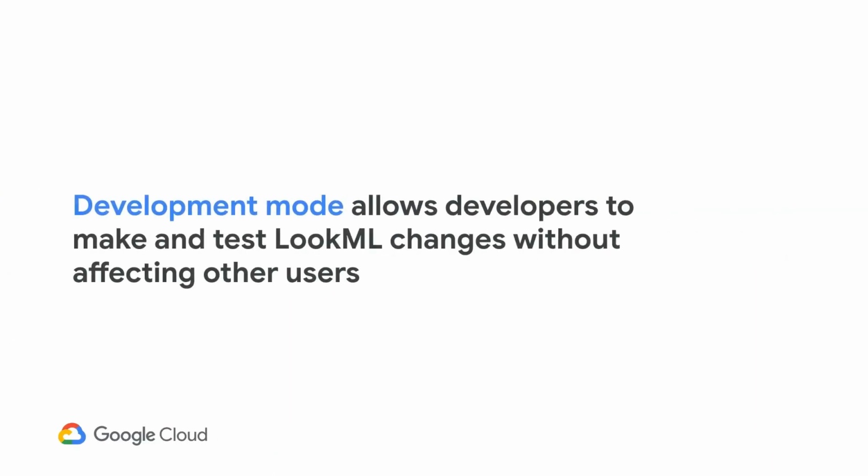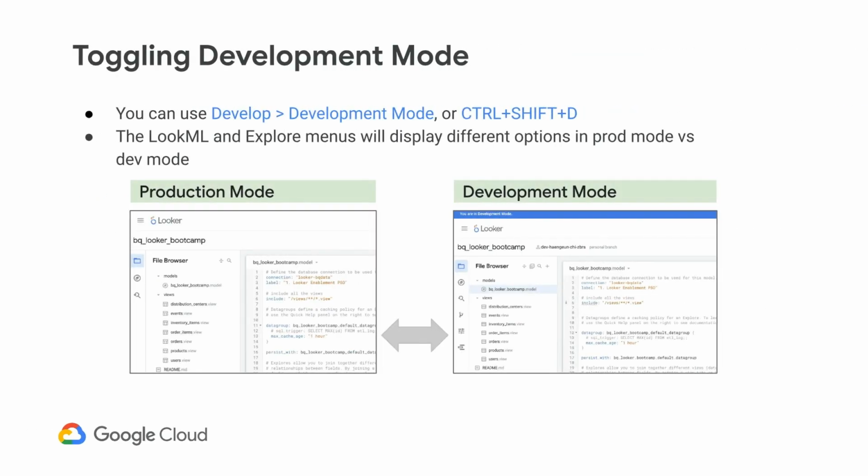Development mode is crucial, as it allows developers to make and test LookML changes without impacting other users who are viewing the production environment. Once satisfied, changes can be saved and merged to production. To enter development mode, you can use the Looker UI or the keyboard shortcut. Notice that the LookML and Explore menus display different options depending on whether you are in production or development mode.